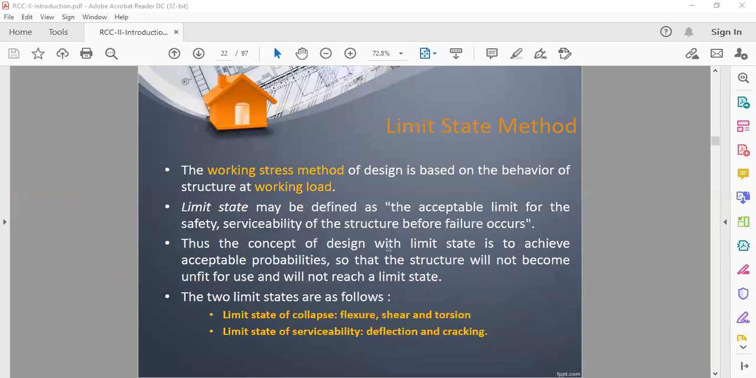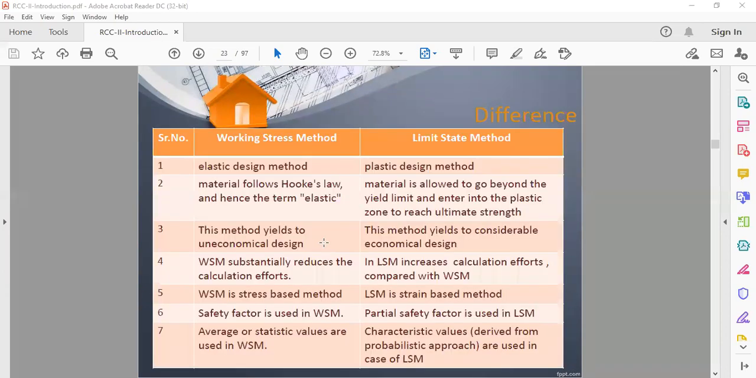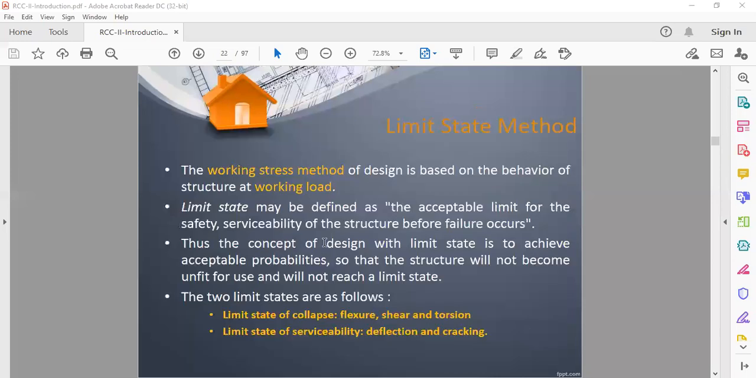Now, when we say limit state method, since it is going to be covered in more detail from now on, we'll see the limit state method in the next lecture, exactly how the behavior is built. So today we have discussed the working stress method, the ultimate strength method, and the different properties related to concrete. We'll stop here and see the limit state method in detail in the next lecture.